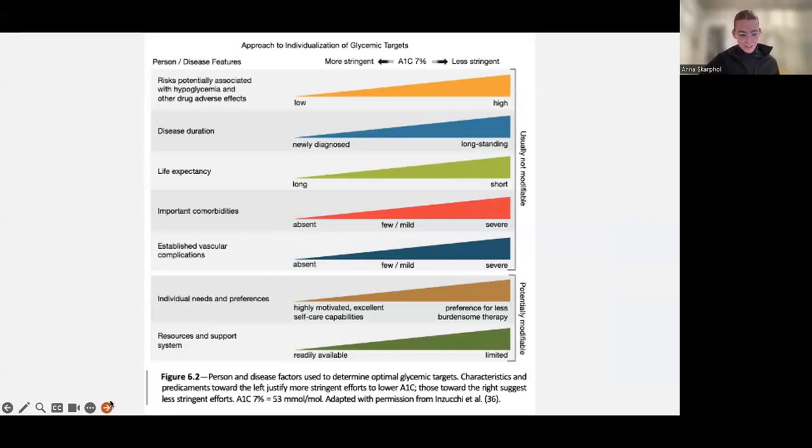So next here, this slide is really nice. This kind of shows those shifting A1C goals. So depending on person or disease features, that A1C goal can change.